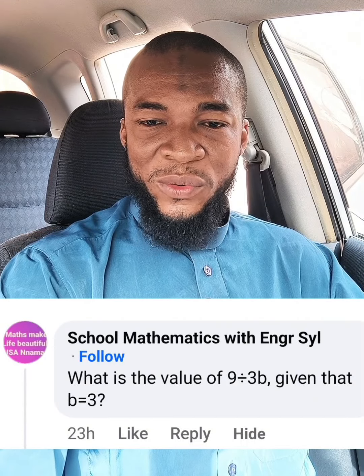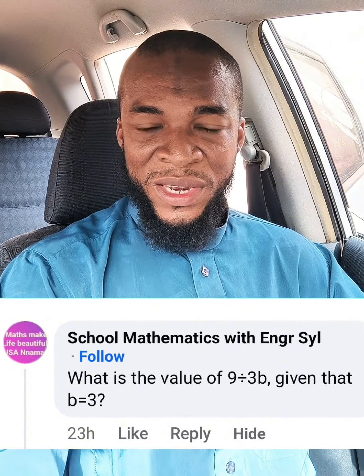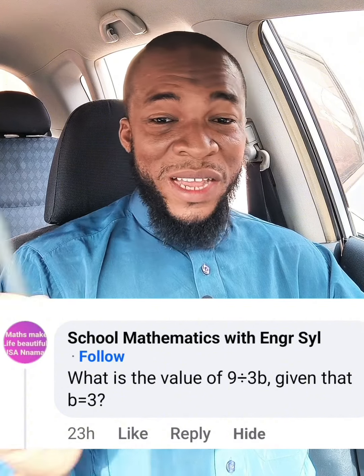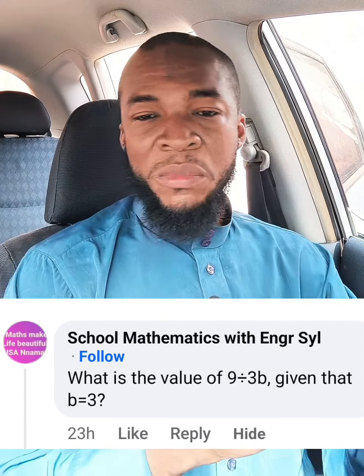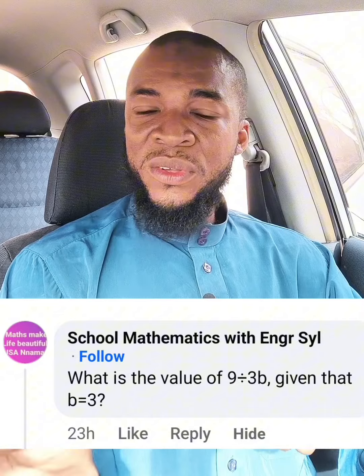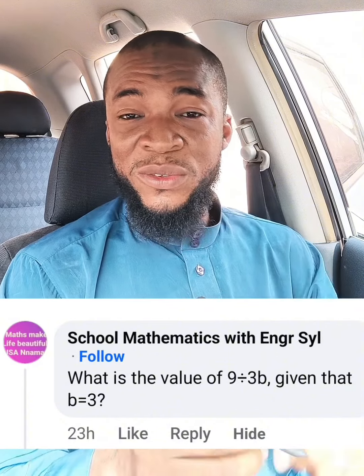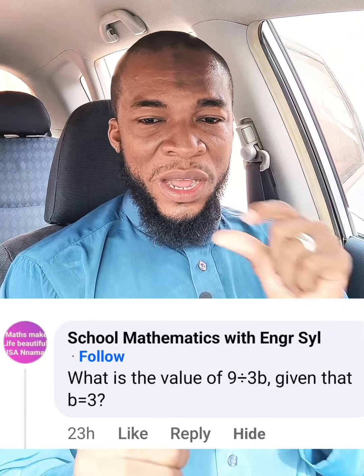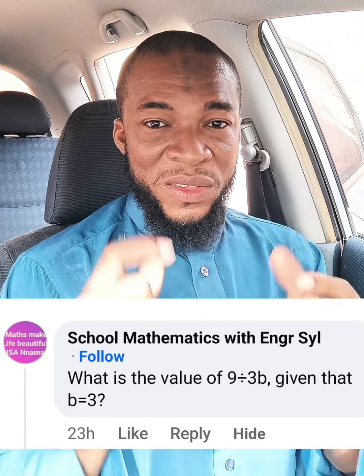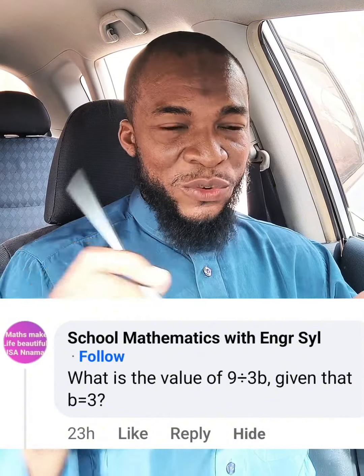You can see a math teacher asking me this question: what is the value of 9 divided by 3b, given that b is equal to 3? I know where he is targeting. He thought maybe the whole of 3b is a single number. No, 3 is a number, b is also a number. Remember, at elementary level, we said that algebra is the use of letters to represent numbers. Therefore, that b is a number, and the relationship between the 3 and the b is multiplication. So I will not answer you right now till the end of this discussion.